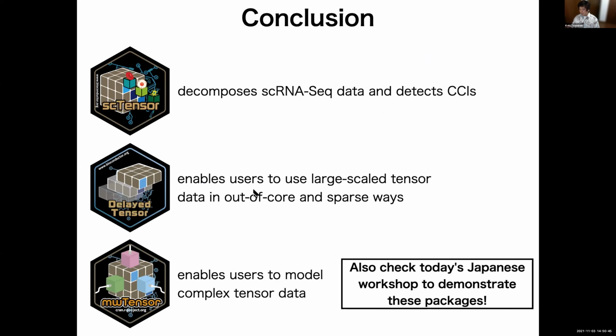Okay, today I introduced these three packages: scTensor, to decompose scRNA-seq data and detect CCIs; DelayedTensor, which enables users to use large-scale tensor data in an out-of-core and sparse way; and MuTensor, which enables users to model complex tensor data. Please also check today's Japanese workshop, which will demonstrate these packages later.